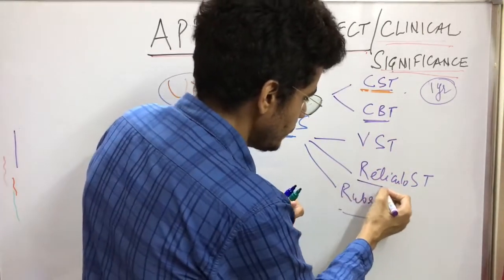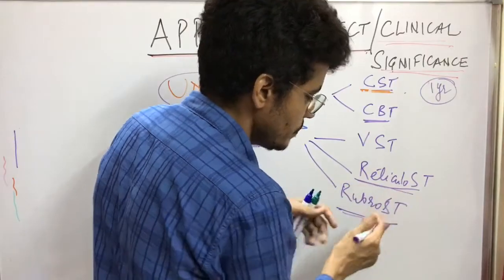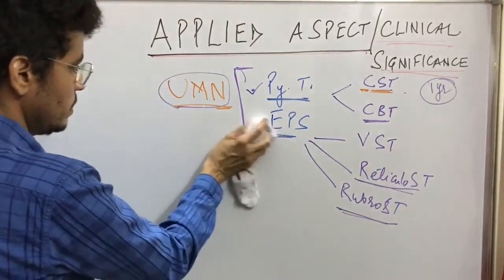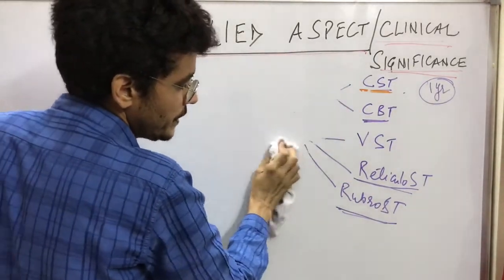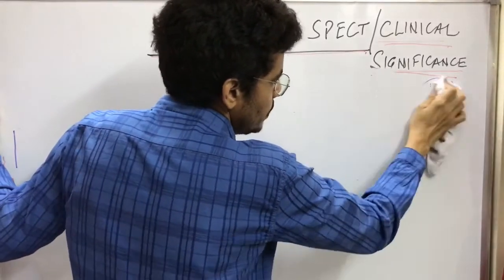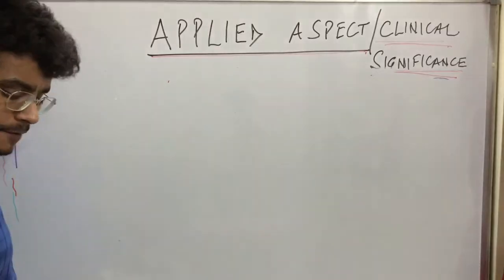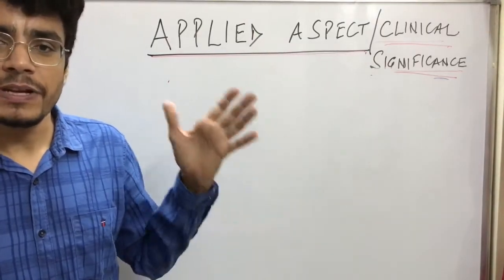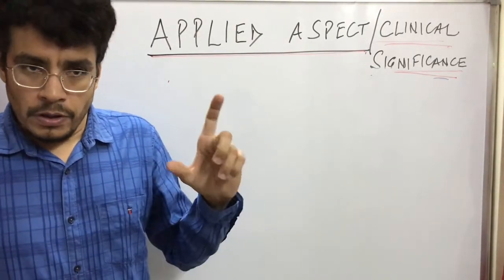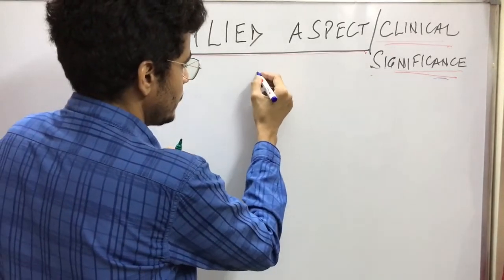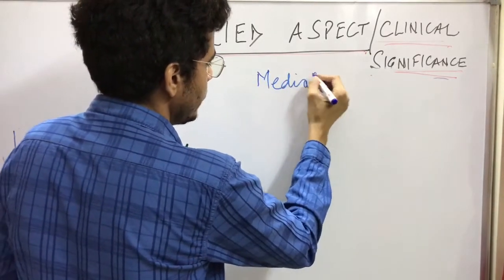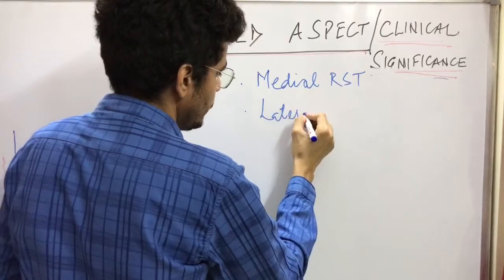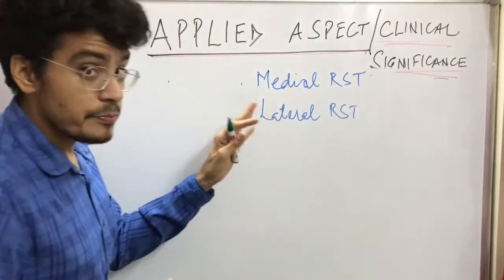Now, the reticulospinal tract and rubrospinal tract, we need to know a bit about these two. I will clean this up. The reticulospinal tract we will cover first. This reticulospinal tract comes from the reticular formation, and as you know, the reticular formation is present in the pons as well as in the medulla. So the reticulospinal tracts are of two types. One is the medial reticulospinal tract. The other one is the lateral reticulospinal tract. And there is a basic difference between these two.